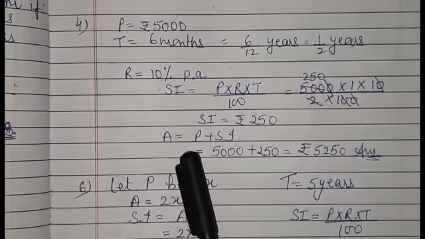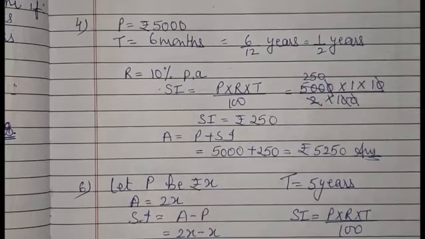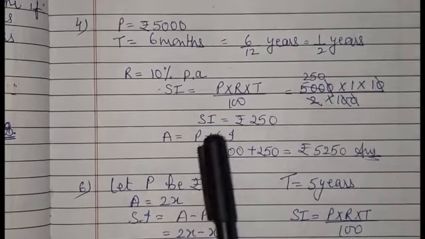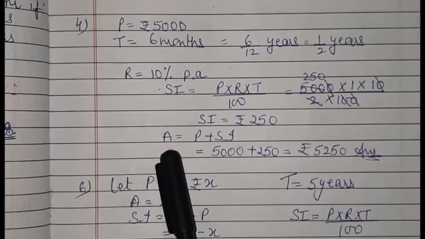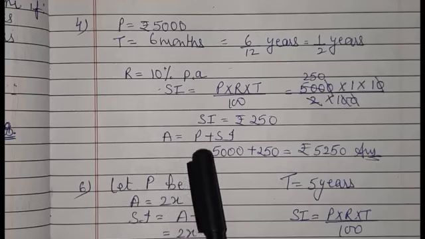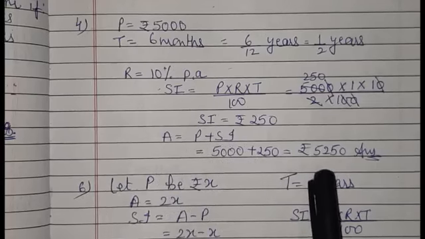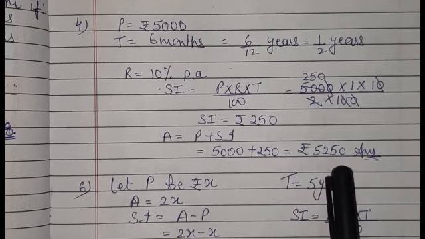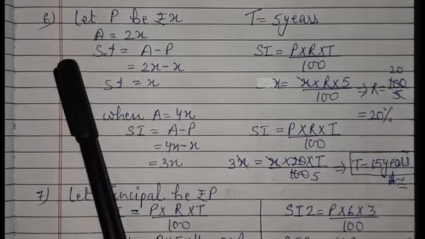Now we have to find out how much money Ranjana should return to Niharika at the end, means after 6 months. So that means we need the amount here. And we know the formula: amount is equal to principal plus SI. Put the values, calculate, the answer will be 5,250. Right? Now, sum number 6.